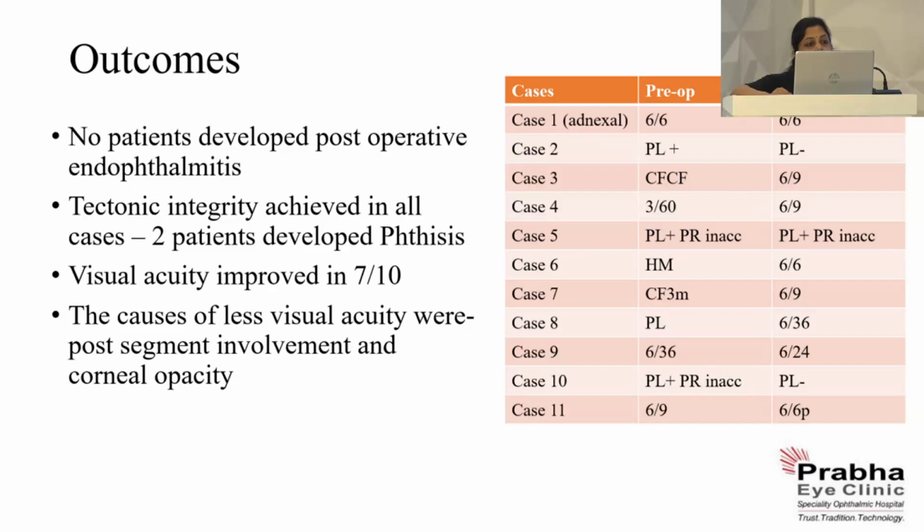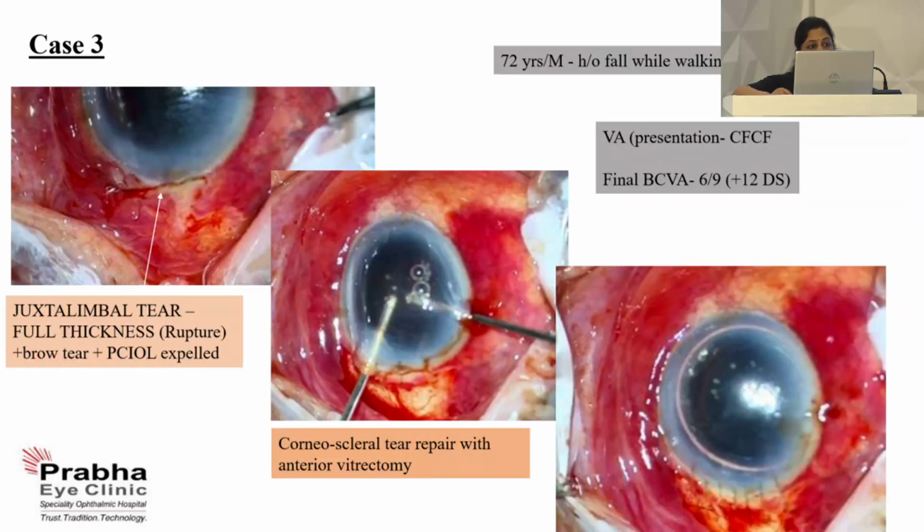Coming to the visual outcomes, almost all the patients had a good visual prognosis except 3 cases: case 2, case 5, and case 10. These patients were very severe cases on presentation and had posterior segment involvement. None of our patients developed post-operative endophthalmitis. We had a wide variety of presentations. I'll just discuss briefly some of our cases.